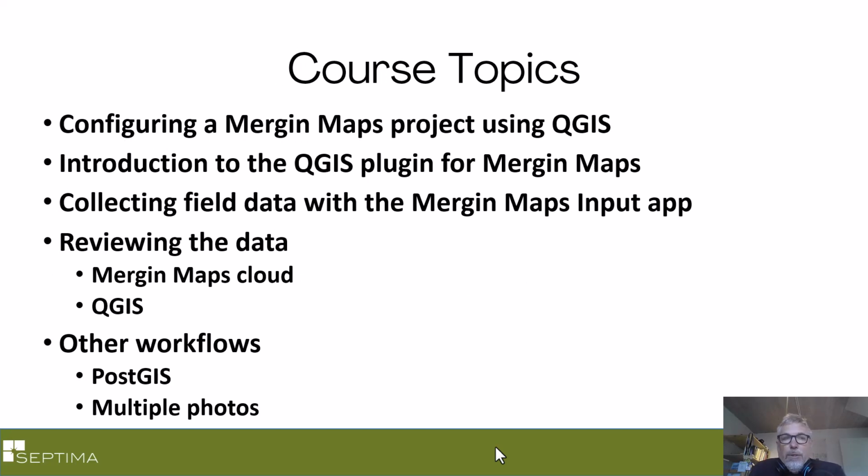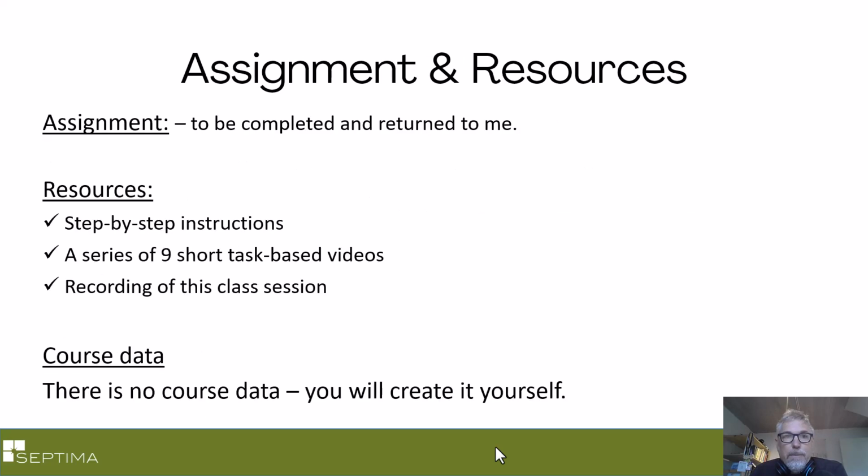These are the course topics. We'll start on how to configure a Mergin Maps project using QGIS. We'll then be introduced to the QGIS plugin for Mergin Maps. We'll then look at collecting field data with the Mergin Maps input app. After some data has been collected, we'll see how to review that data both in the Mergin Maps cloud and in QGIS using the plugin. And then we'll look at other workflows. So perhaps you have some data in PostGIS, or you want to do other things such as collect multiple photos per feature, and we can look at some of those types of workflows as well.